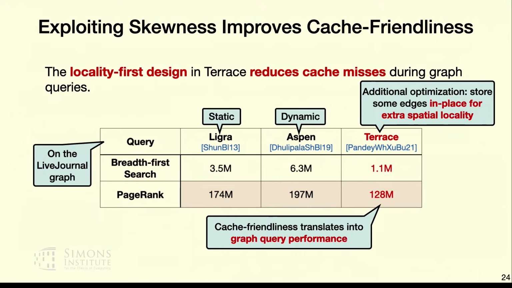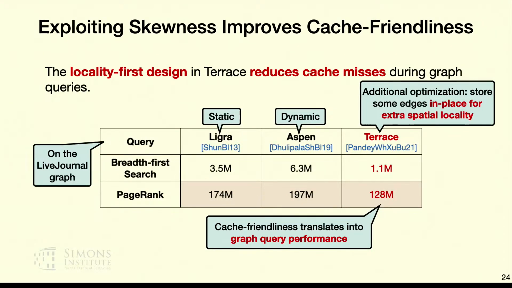So now we have this background to understand how Terrace takes advantage of spatial locality. As a further optimization for locality, Terrace stores some of the edges in place. Like if the degree is very low, then you can just store them in place in some type of array. You don't even need to go to a separate neighbor list, but that doesn't fit as well into the story that I was trying to tell.